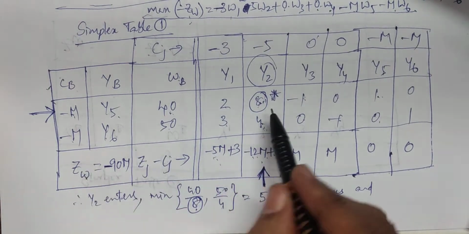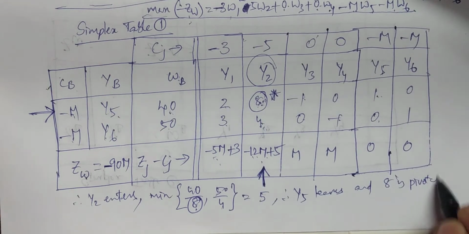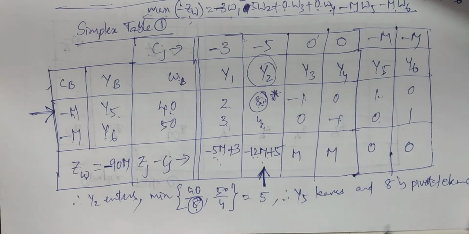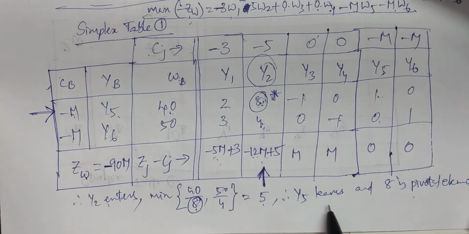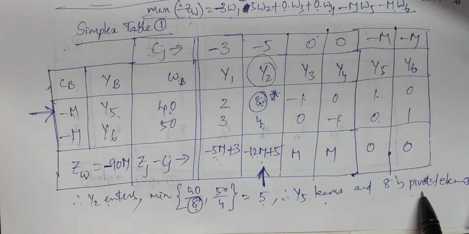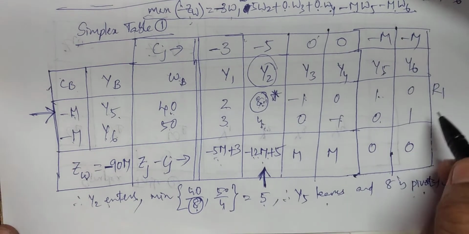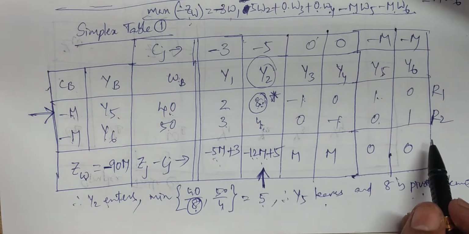And the pivotal element is 8. These are the points you have to write in detail after simplex table 1: Y2 enters, minimum ratio is 5, therefore y5 leaves and 8 is pivotal element. Then you put R1 here, R2 here. Then you have to write the relevant row operations.